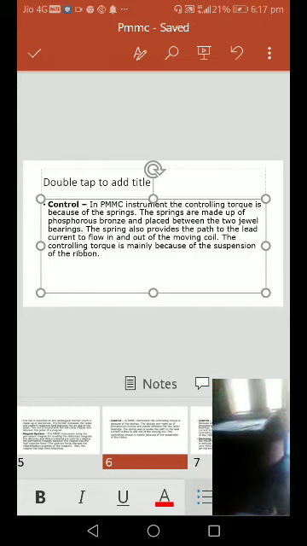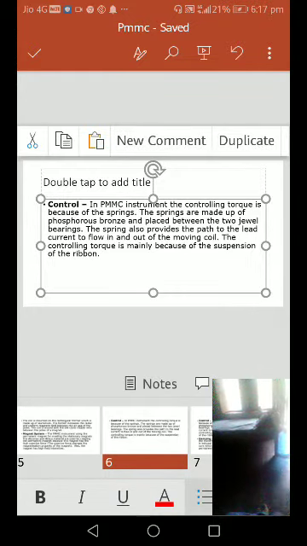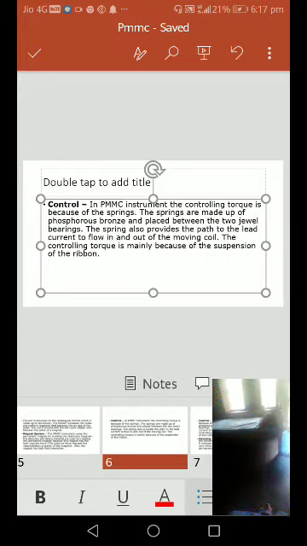Springs are used for controlling, and current also passes through the wire. The controlling torque is mainly because of the suspension of the ribbon.